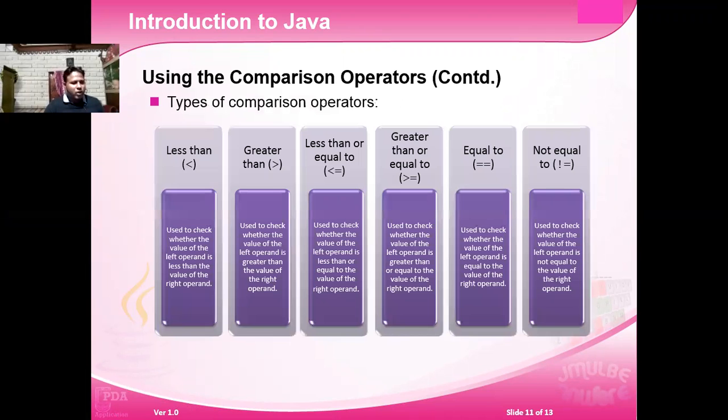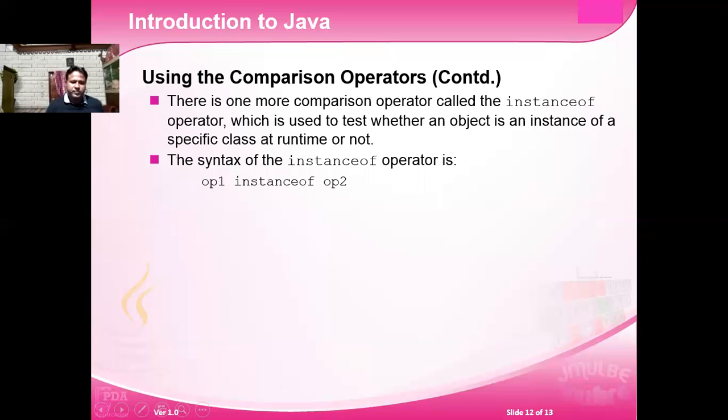What are the comparison operators we are using? Less than, greater than, less than equals to, greater than equals to, equals to, and not equals to. So these are the comparison operators we are using.